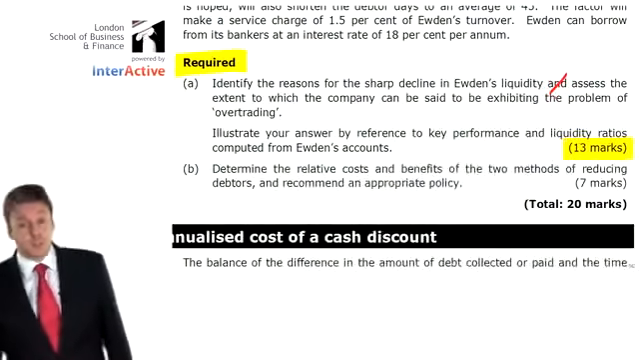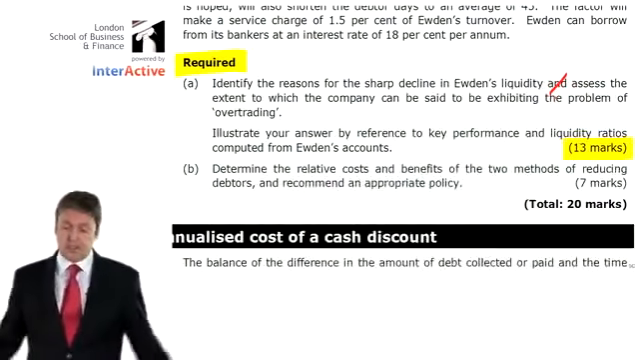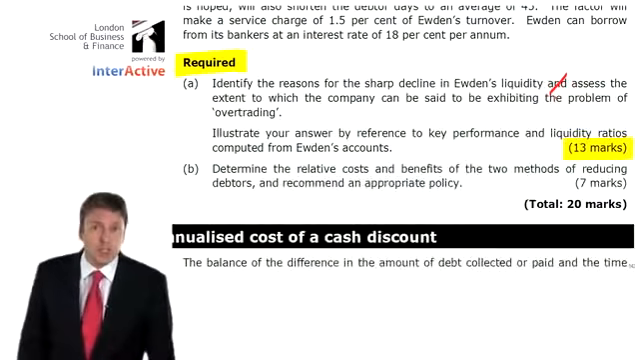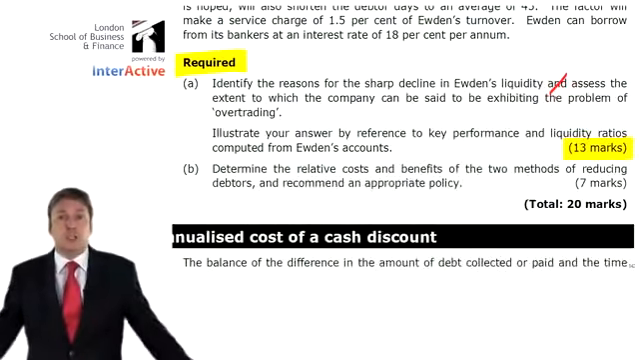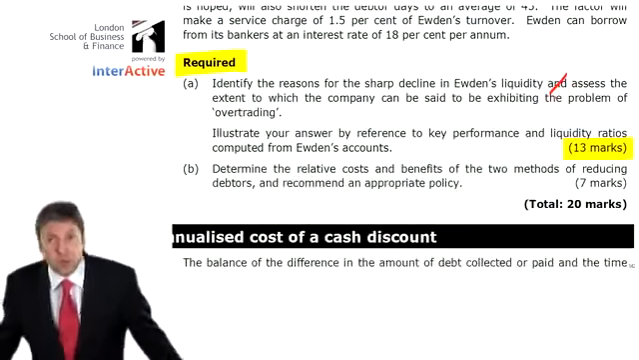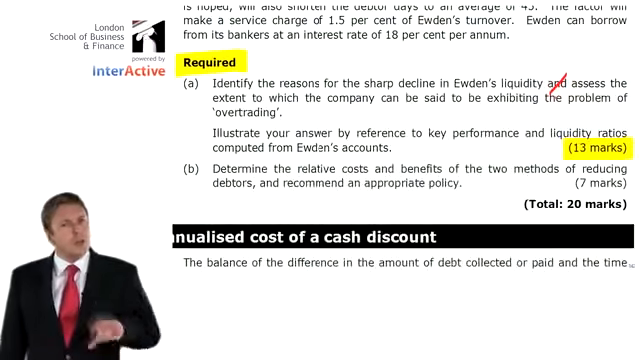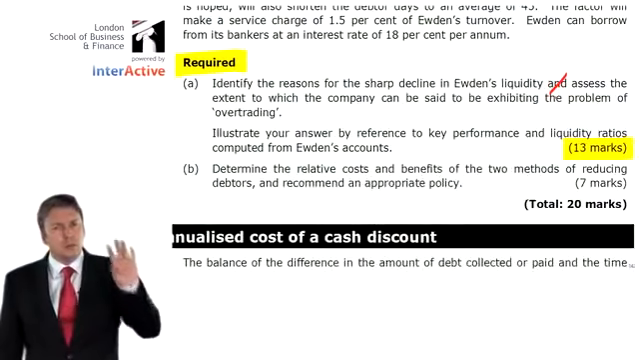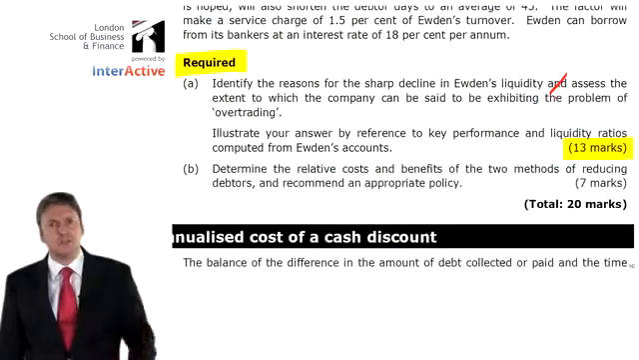So, what's the first question? Identify the reasons for the sharp decline in Uden's liquidity. Well, it's a question I ask many times of my wife. Where has all the money gone? So, that's one question. Where has the money gone? Why is it we've run out of cash?